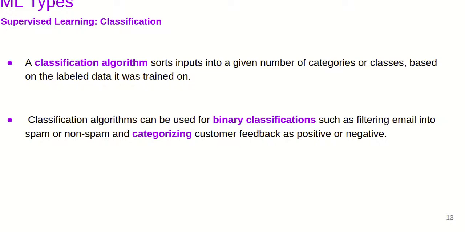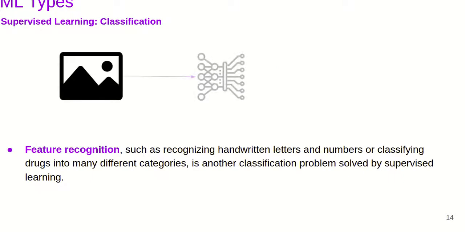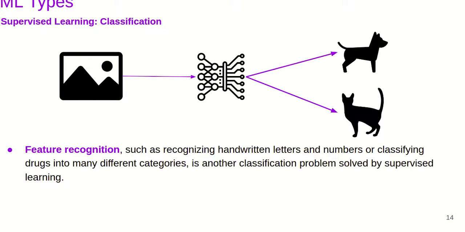The classification algorithm here can be, for instance, binary. We can have binary classification, such as filtering emails into spam or not spam. So we have two classes, either spam or non-spam, and we can categorize customer feedback, for instance, as positive or negative. Another example: we can give an image to the model, and the model will decide if it's a cat picture or a dog picture. This is an example of binary classification.